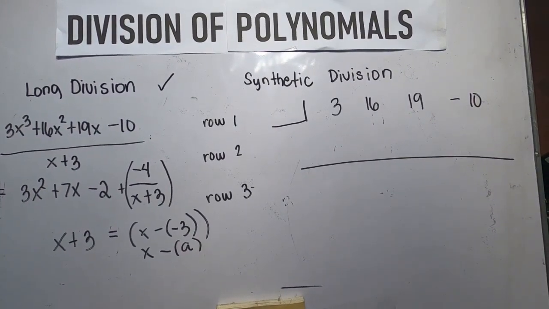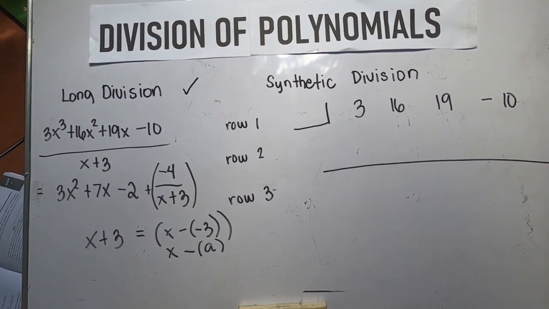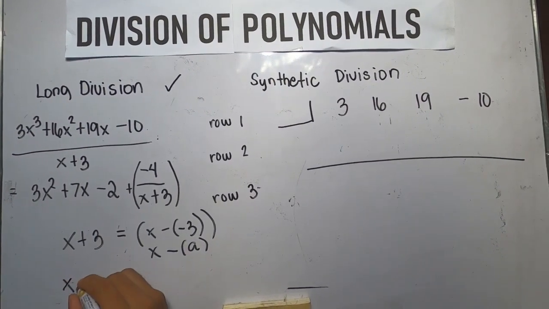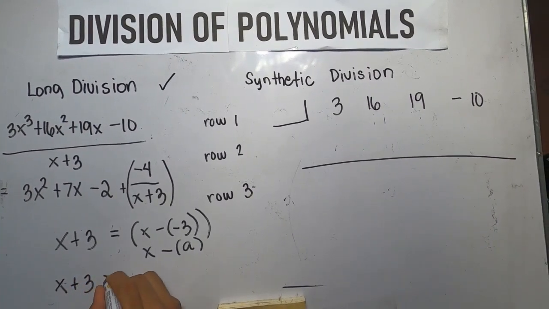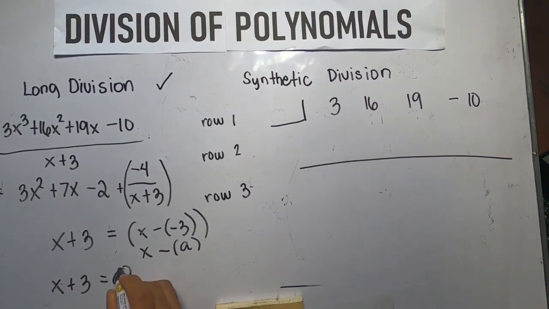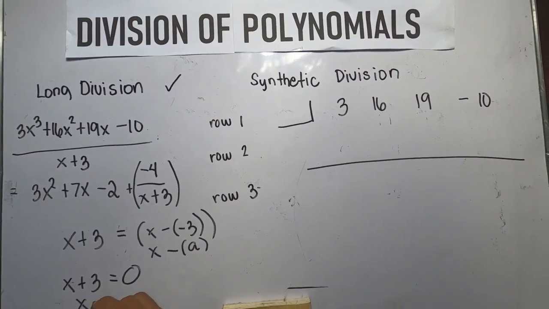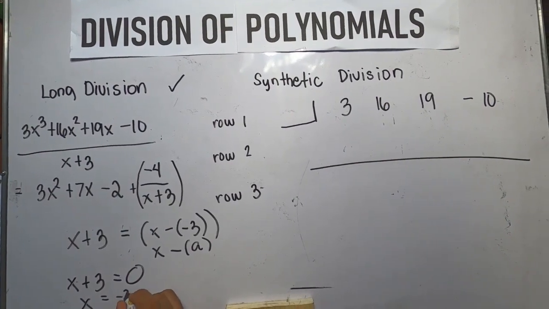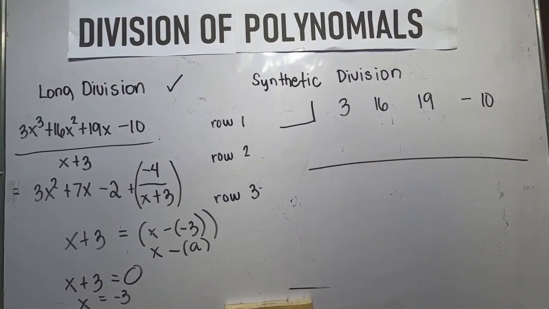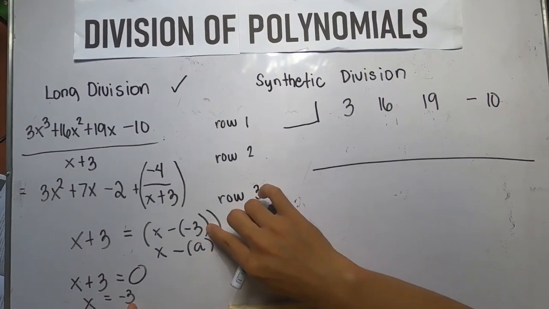Or you can just solve for the value of x that is representing the value of a, by equating x plus 3 to 0, then solving for x. In this equation, the solution must be negative 3. So x is equal to negative 3. Therefore, a is equal to negative 3.